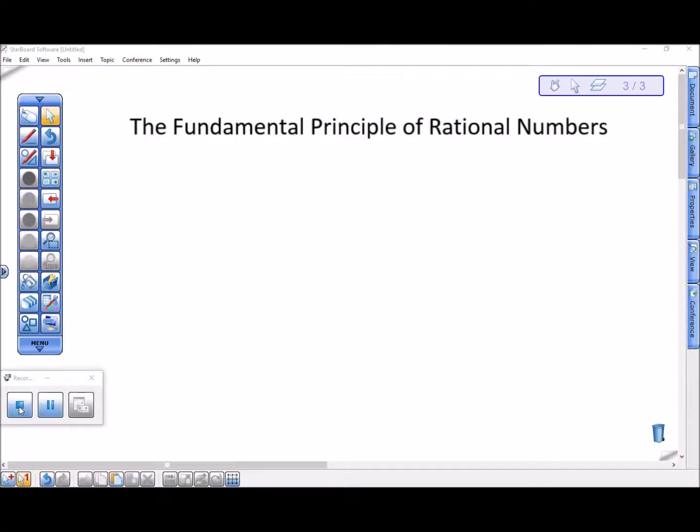I want to talk about an important principle. It's sometimes referred to as the fundamental principle of rational numbers. That's a really fancy, kind of over-the-top term. Really, this is just an important thing you need to know about fractions.